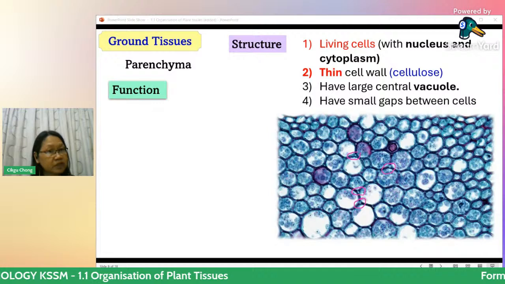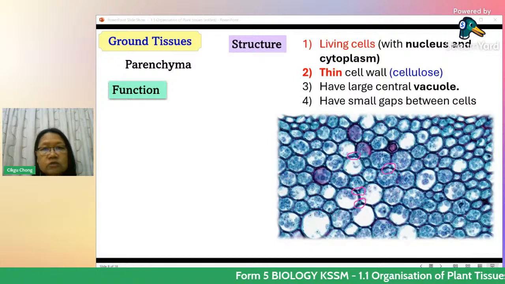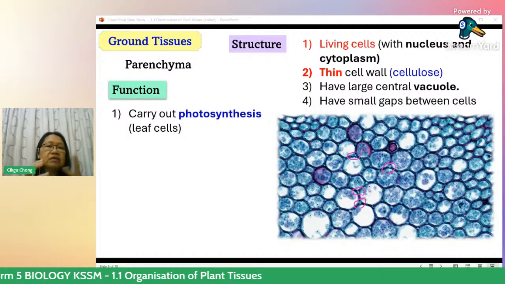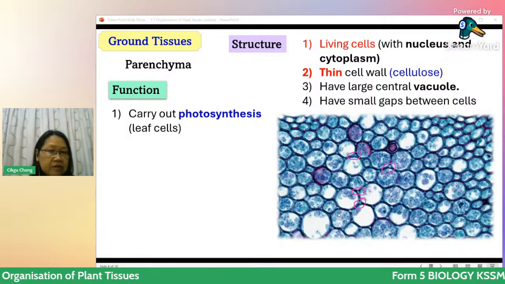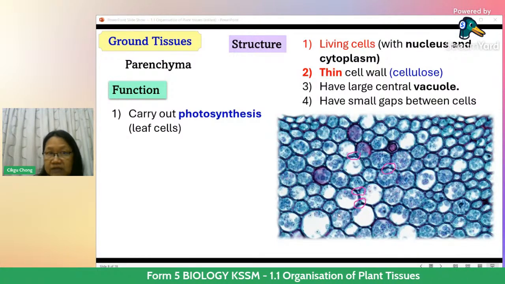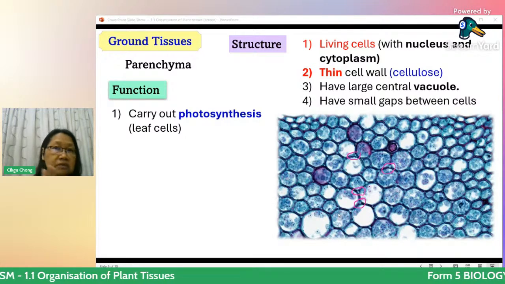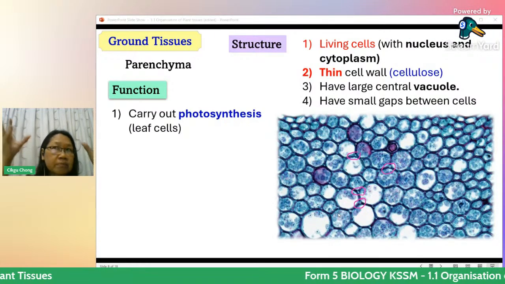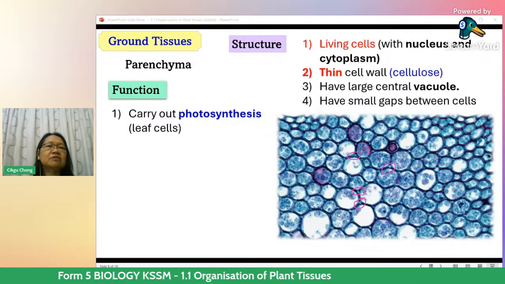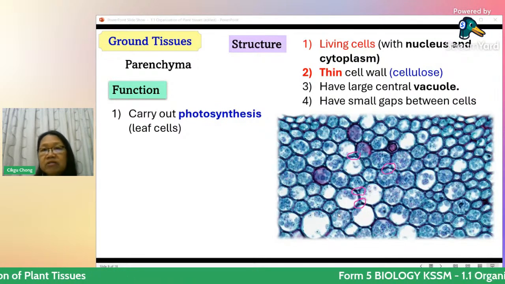Now function. They ask you what's the function. Please answer properly. Function is what does it do? What is its job? What is the job of the cell? Number one, carry out photosynthesis, especially in leaf cell. In the root, of course, we don't say carry out photosynthesis, because the root is underground. But in the leaf, the parenchyma cells are actually the palisade mesophyll and the spongy mesophyll. They have the job of trapping sunlight to produce food. Those are actually modified parenchyma cells.